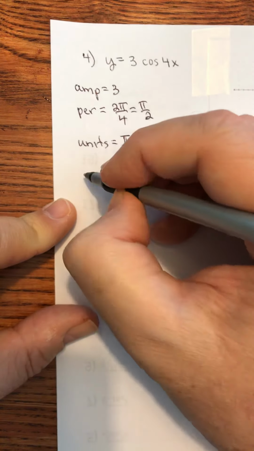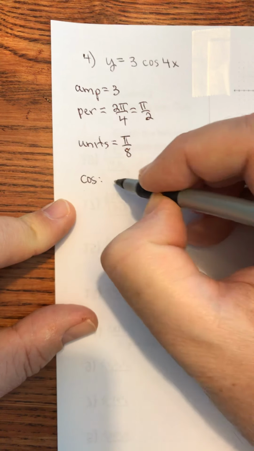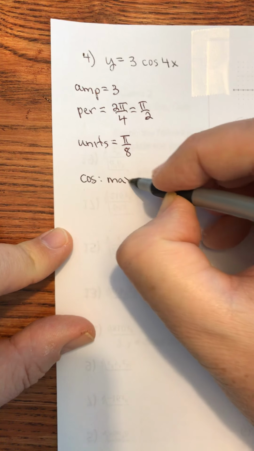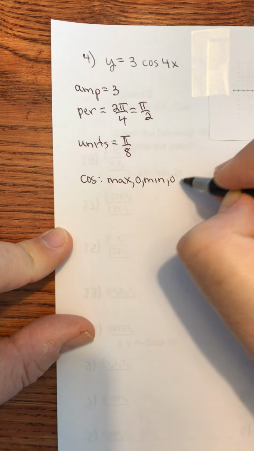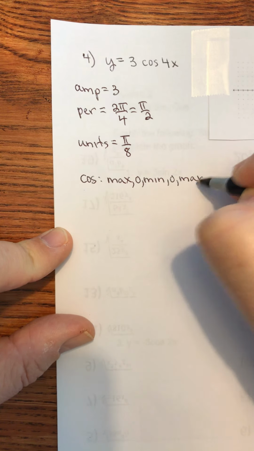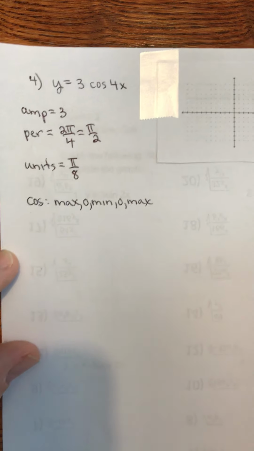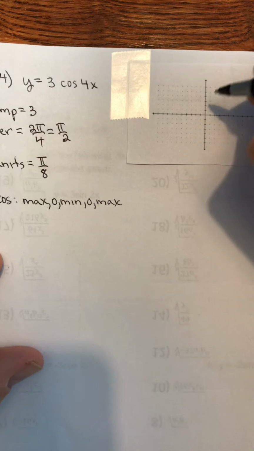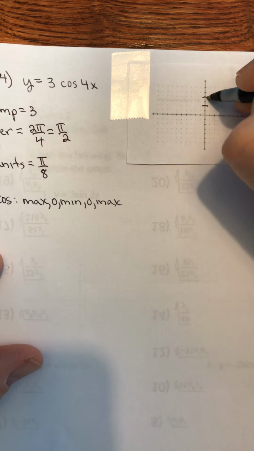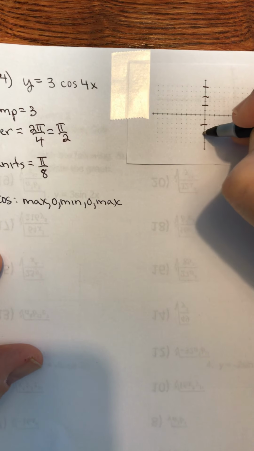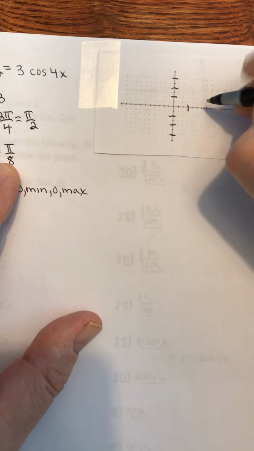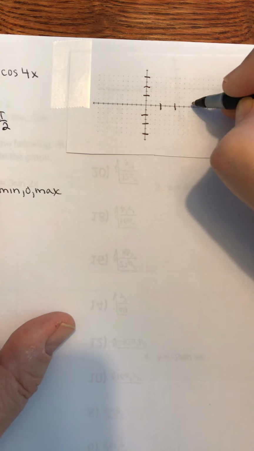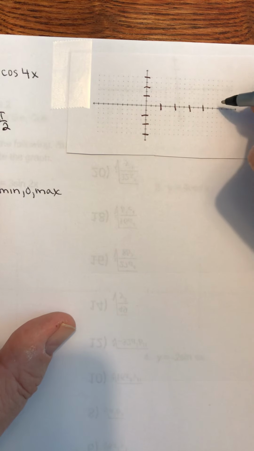And my cosine pattern is max, 0, min, 0, max. All right, so there's a vertical stretch. I'm going to go by 2s here so it'll fit. And the units on my x are going to be pi over 8. So again, I'm going to go every 3. You can go 2, you can go 4.